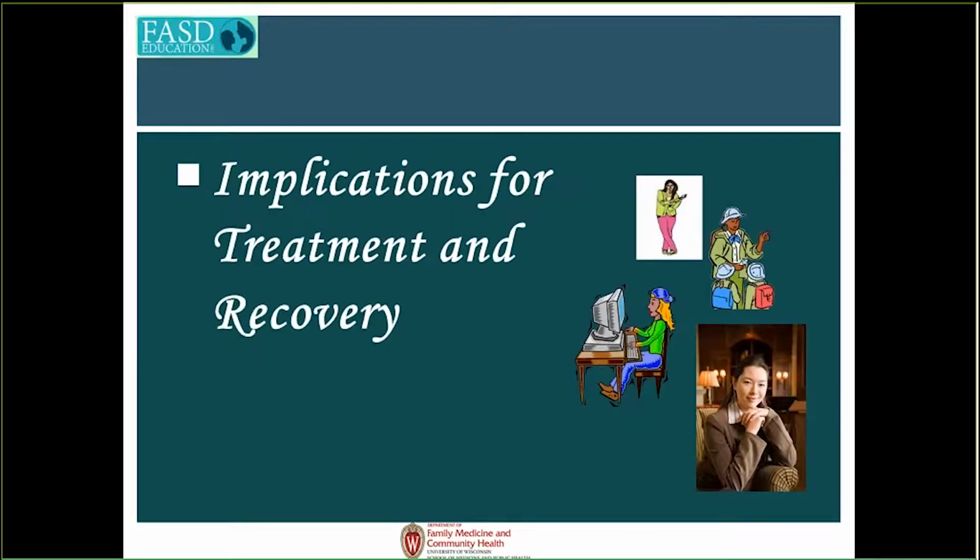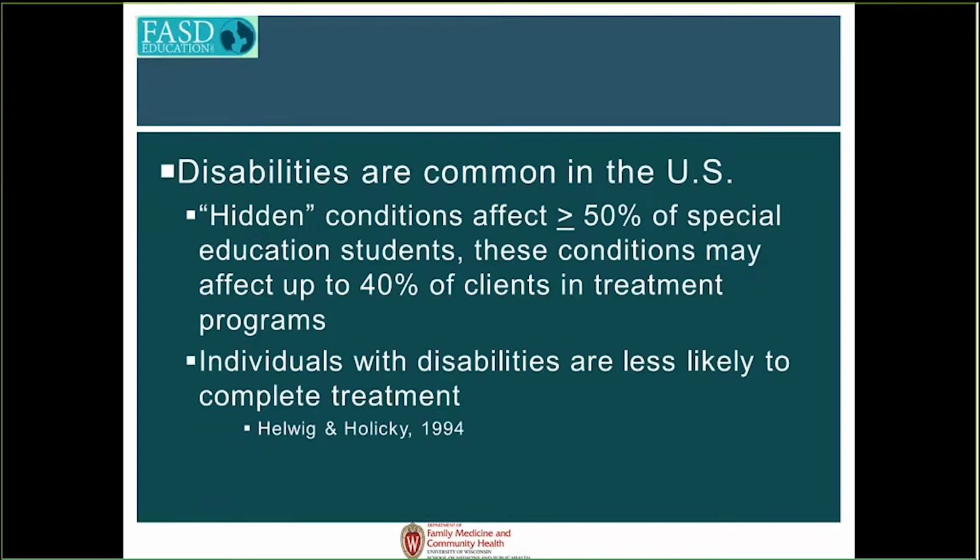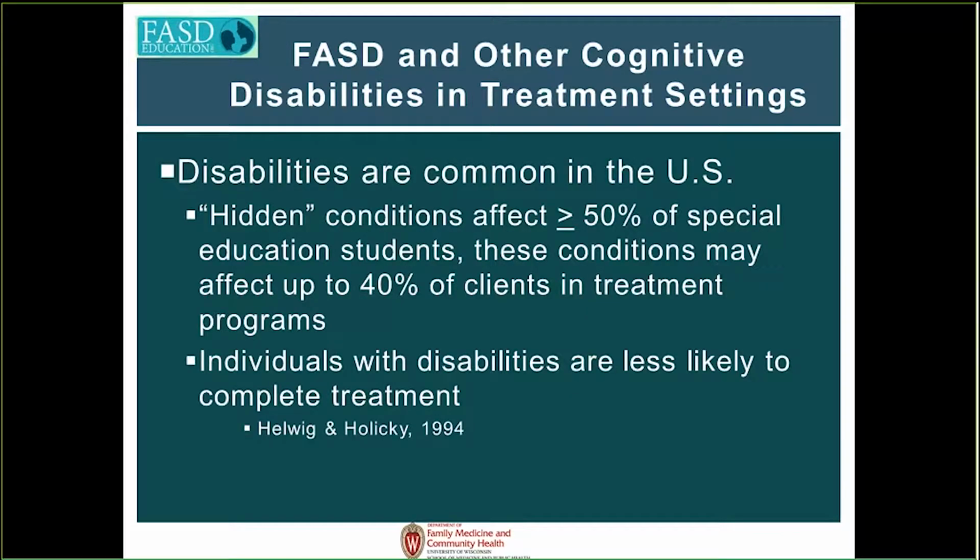So what are the implications for treatment and recovery? First of all, disabilities are pretty common in the U.S., and these hidden conditions can affect more than 50% of students in special education. Not always conditions we can recognize and put our finger on. Sometimes they're hidden and we don't see it till it's later in their life. These conditions can also affect up to 40% of clients in treatment. And we do know, the research shows that individuals with disabilities are less likely to complete treatment.